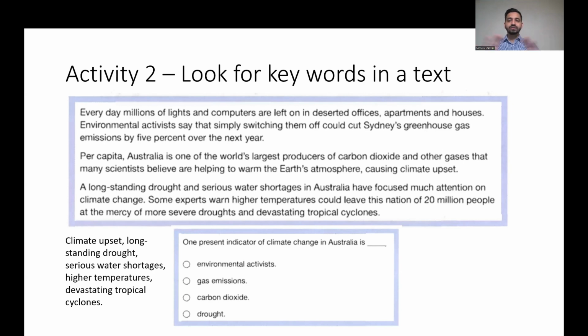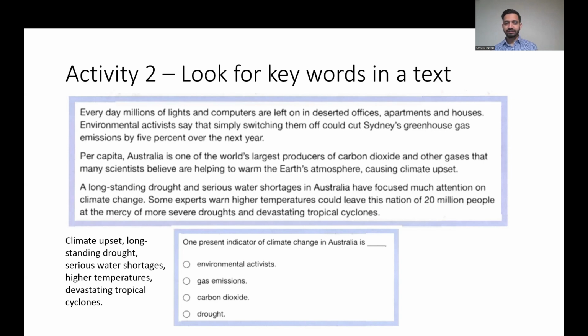First of all, always start with reading the prompt. So that's what we're going to do. The prompt here says, one present indicator of climate change in Australia is, and then we're going to read out the options quickly. But quickly doesn't mean that you don't understand them. You need to understand them as well. We've got environmental activists, gas emissions, carbon dioxide, and drought.